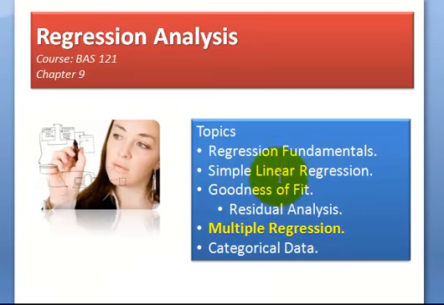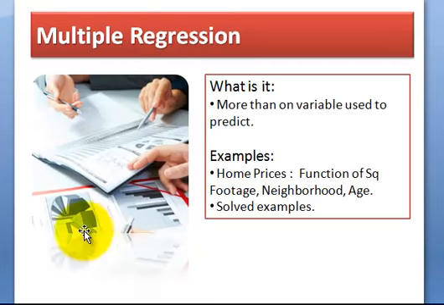All right, we've talked about simple regressions. What about multiple regressions? What is a multiple regression? Well, that's where we might want more than one variable to predict. So let's go back to our home prices. We said it was a function of square footage, and we said that explained 53% of the variance. What if we added more data and we said it's a function of the square footage, the neighborhood it's in, and the age of the house?